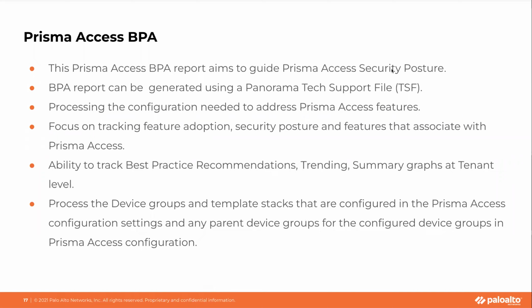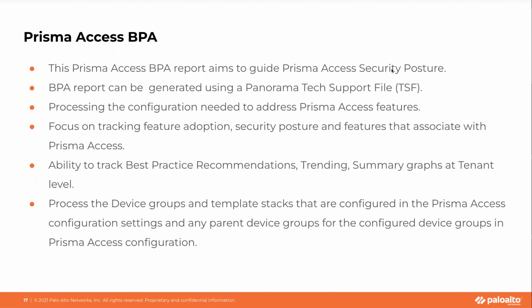But if you're using your Prisma Access Panorama managed, you can generate the tech support file, and with the help of the tech support file, you can generate your BPA report, which focuses on tracking feature adoption, security posture, and features that are associated with the Prisma Access only. It helps you to track the best practice recommendation, trending, and summary graphs at the tenant level. So if you are in a multi-tenant environment and you're running the BPA report, this report will give you the information and general control at the per tenant level, per deployment level, for your service connection, remote networks, and mobile user deployment.